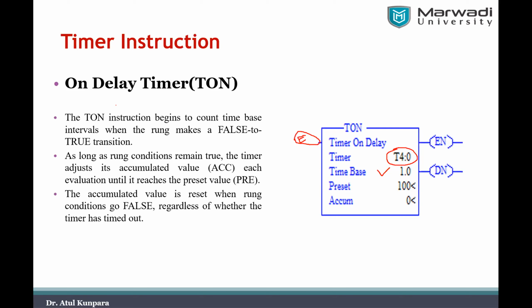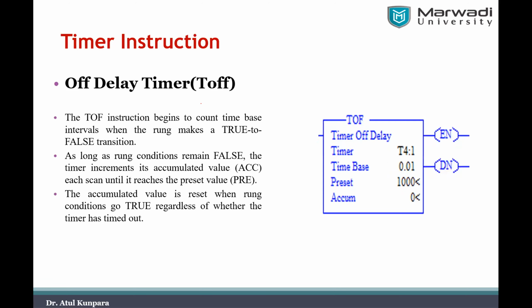Okay, so this is about the timer on delay task, right? So that can be used in your program. Now the next timer is the off delay timer, that is TOF. It has similar fields: the timer name, then timer base, then preset value, then accumulator. The same type of bits, that is the enable bit, done bit, and TT bit. They are all going to perform in a similar manner to what you have in a timer on delay.